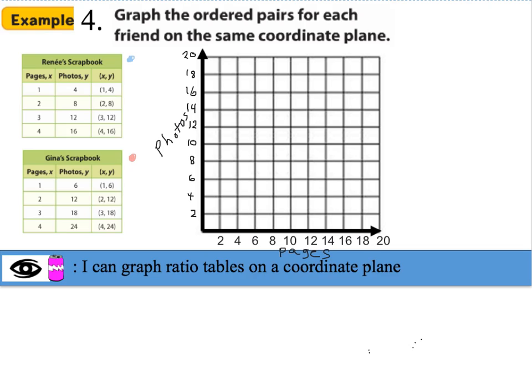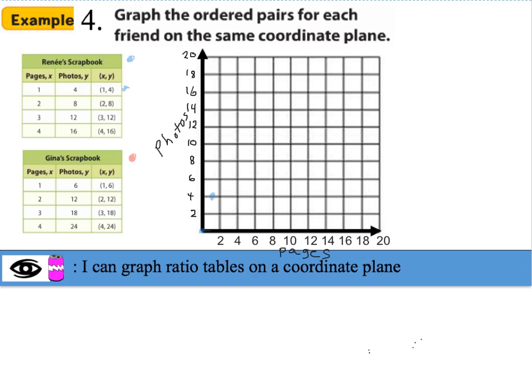We're going to go to 1, 4, so I'm going to start at 0, 0. And I'm going to go 1 on the x-axis. And notice 1 is in between 0 and 2. And I'm going to go up to 4. So I've just graphed this ordered pair right here. Let's go ahead and graph 2, 8.